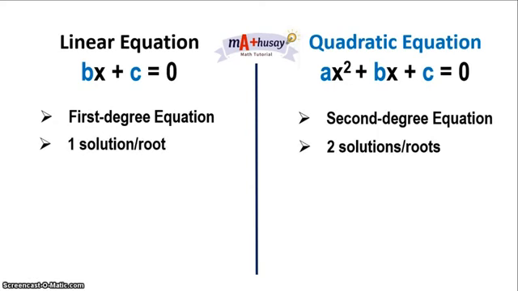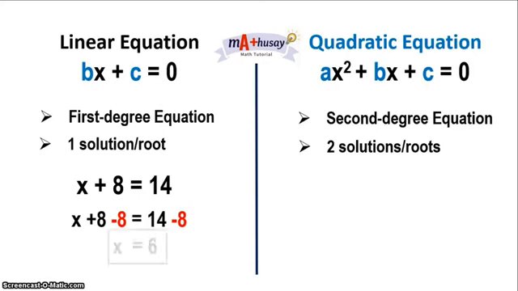In terms of solution or roots, linear equation has one solution. On the other hand, quadratic equation has two roots or solutions. Take this example. x plus 8 equals 14 is an example of linear equation. Now, we have to find x that will satisfy the given equation. To solve for x, we have to add negative 8 in both sides of the equation, which will give us x equals 6. 6 is the only value that when you substitute to x will give you 14.